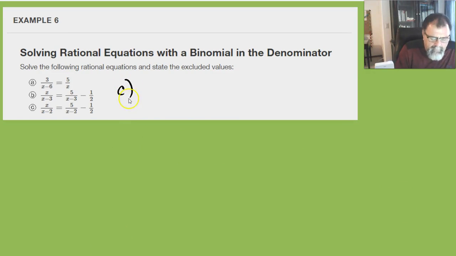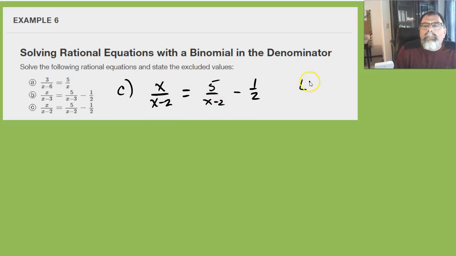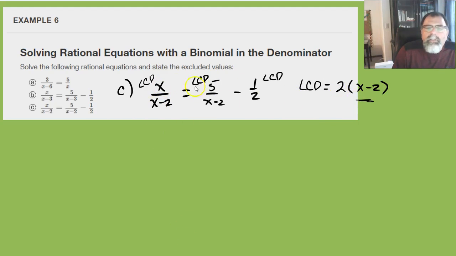Alright, let's look at C now. X over x minus 2, 5 over x minus 2 minus 1/2. So our LCD will be 2 times x minus 2. Okay, and with a little practice, this is what I do. I visualize in my head. Okay, I got the x minus 2's cancel. All right, so the x minus 2's cancel. And I'm left with the 2 and the x.